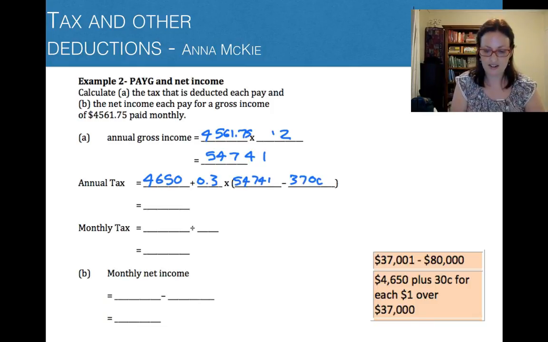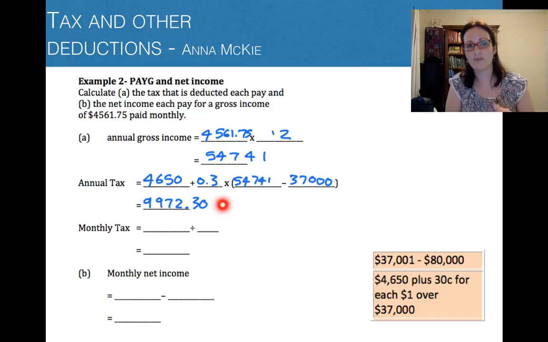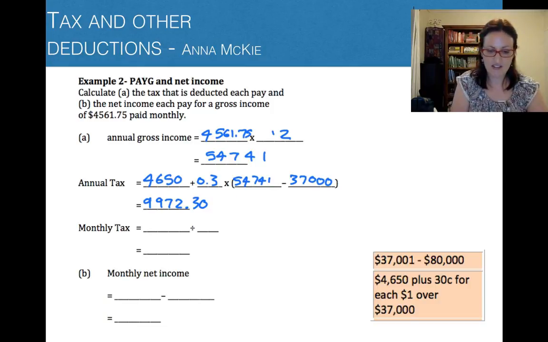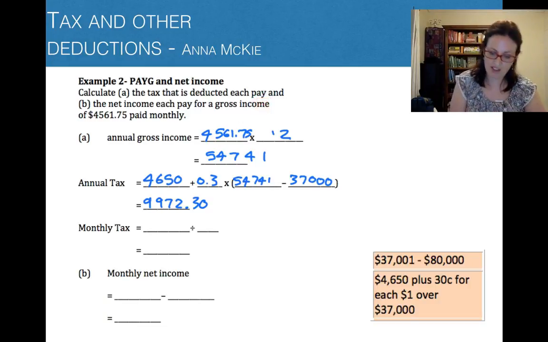Using your calculators, typing all that in your screen, making sure you use brackets. Do that now. And your answer is $9,972.30. So that's how much tax for the whole year. But the question said, find out the tax that is deducted each pay. So each month, how much tax? Therefore, we take the tax for the year and divide it by however many months in the year, 12.